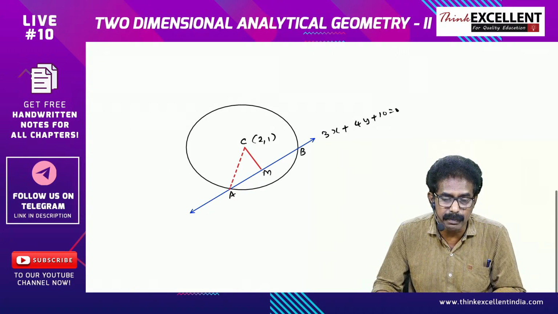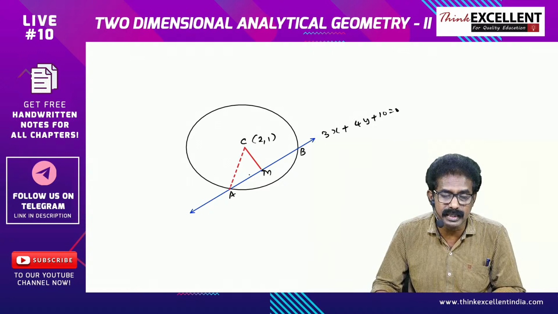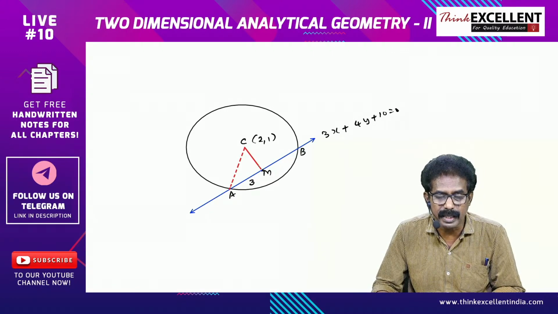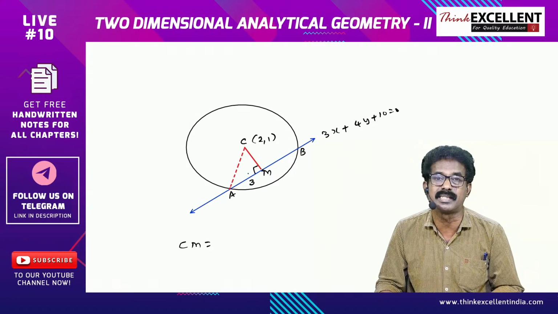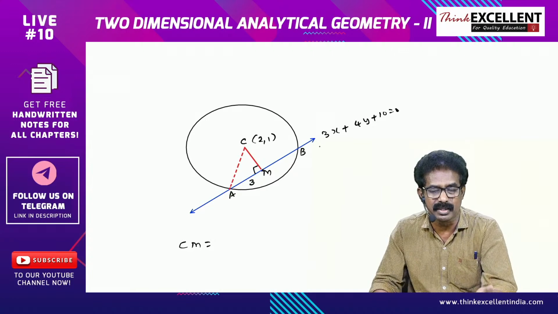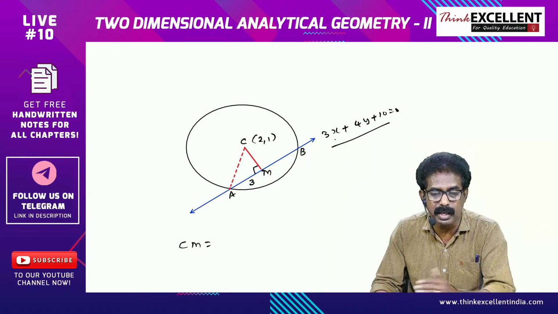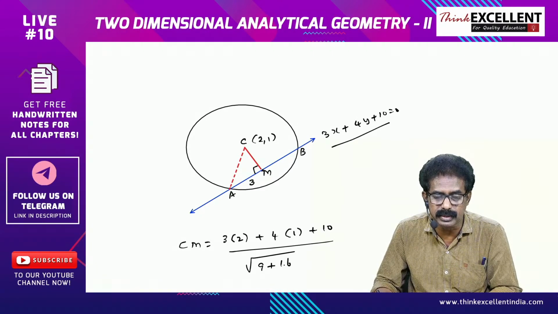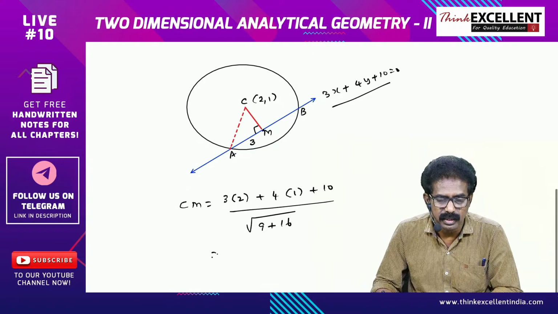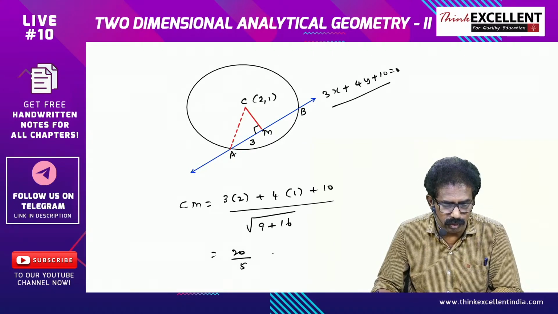If I take M as the midpoint, and the total length is 6, this will be 3. Now I can find CM. CM is the perpendicular distance. How can you find the perpendicular distance? Just now I taught. The equation of the line is known, the point is known. Substitute the point: 3 into x value 2 plus 4 into y value 1 plus 10, divided by root of a square 3 square 9 plus b square 16. When you simplify this, 3 into 2 is 6, plus 4 is 10, so 20 by root 25, which is 5. So you are getting 4.